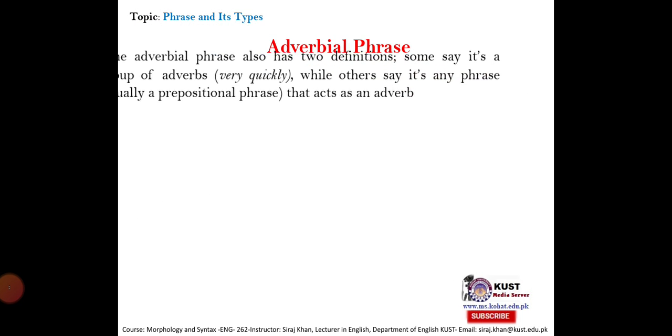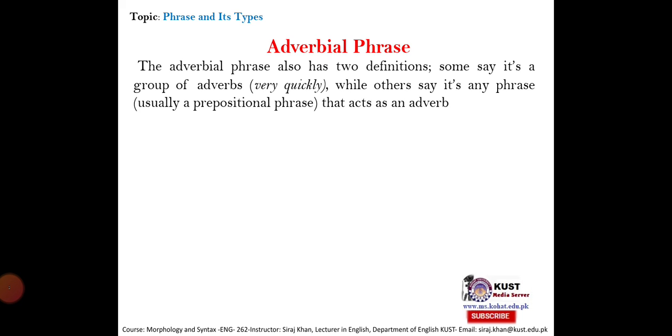Adverbial phrases. The adverbial phrase has also two definitions. Some say it's a group of adverbs, like very quickly, while others say it's any phrase, usually a prepositional phrase, that acts as an adverb. Simply, it is a group of words that functions as an adverb. For example, Jack will sit in silence. The adverbial phrase in silence is functioning as an adverb of manner. It tells how Jack sat.